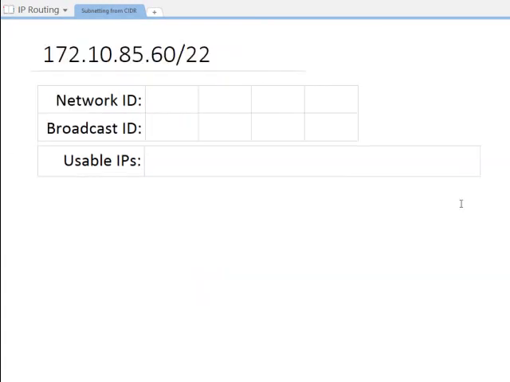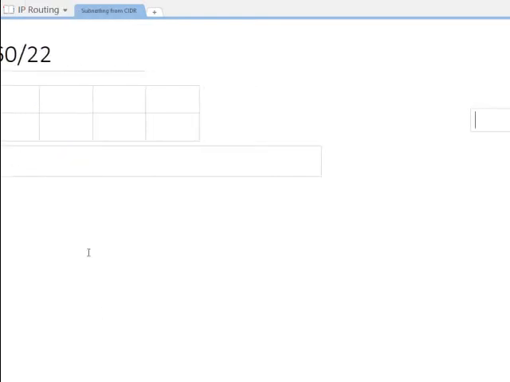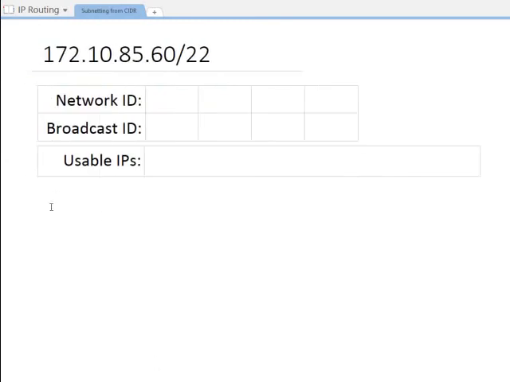In this next example, we're going to look at finding the network ID, the broadcast ID, and the usable IP addresses that seem to go in common here with the 172.10.85.60 with a /22 CIDR notation. Once again, to help myself out, I'm going to go ahead and make my quick little chart just for my own brain. I'll make a little 8 chart. Here we are. Oops, it moved over really far. I'll put it right here.